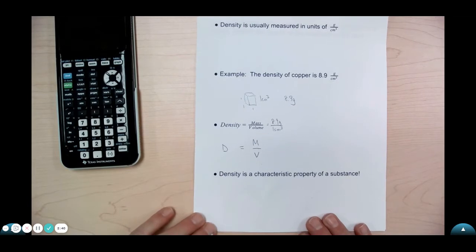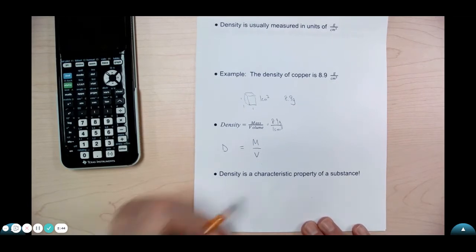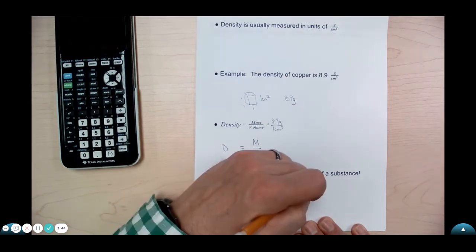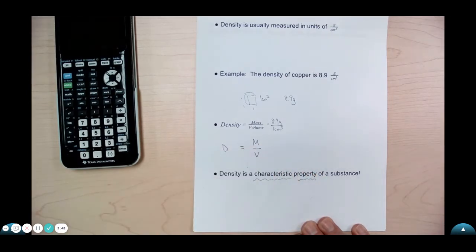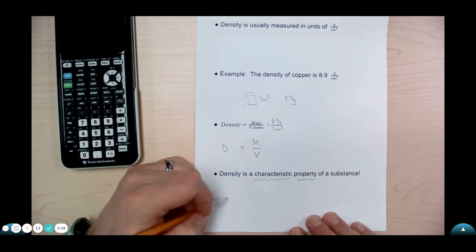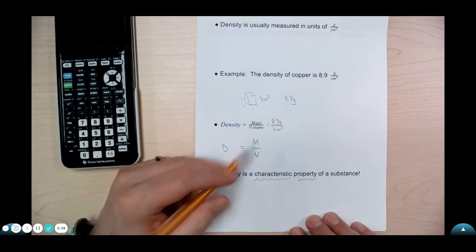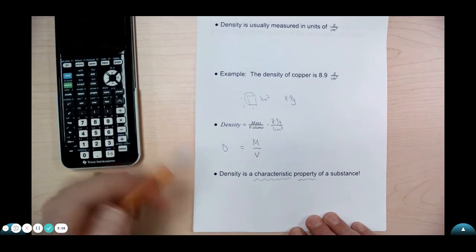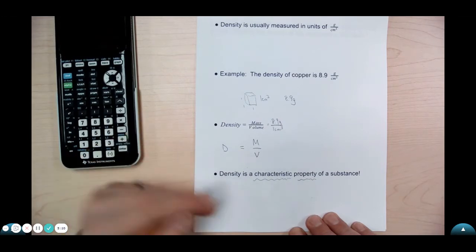And finally, density is a characteristic property of a substance. So what does this mean, characteristic property? Well, if something is a characteristic property, that means all pieces of that material in the universe would share that same value, that same property. So, for instance, go back to our example of copper. Every single piece of copper in the world, regardless of how big it is, is going to have this same density. Let me explain how that's possible. It doesn't seem like it's possible.